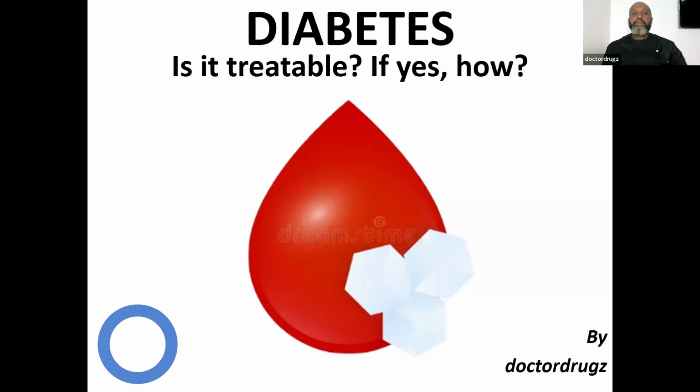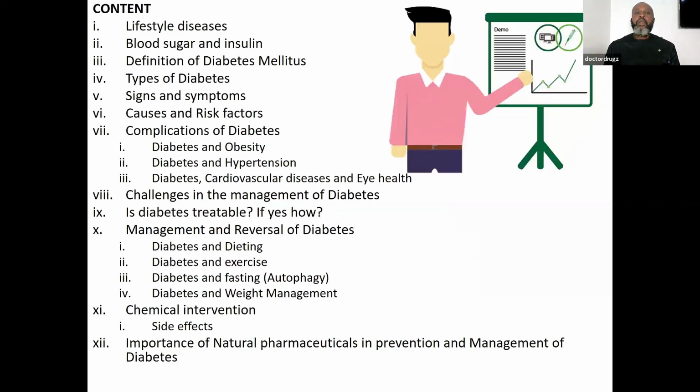That is the table of contents. Now, a table of contents goes thus. We keep talking about type 2 diabetes, we're talking about lifestyle diseases because it is a lifestyle disease. Blood sugar and insulin, briefly, talk about the definition of diabetes, its types, signs, risk factors, then the complications.